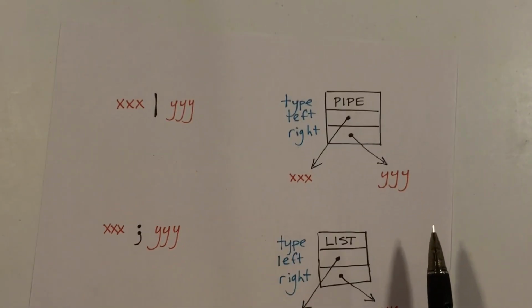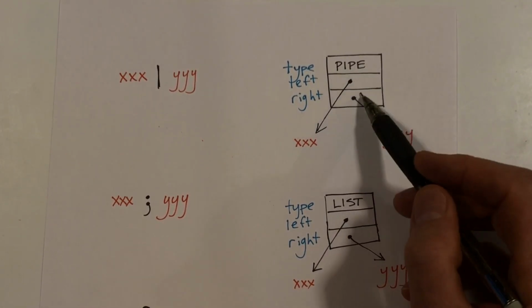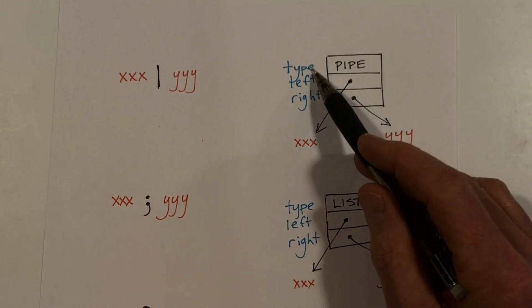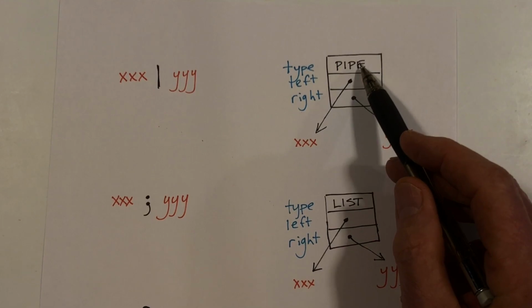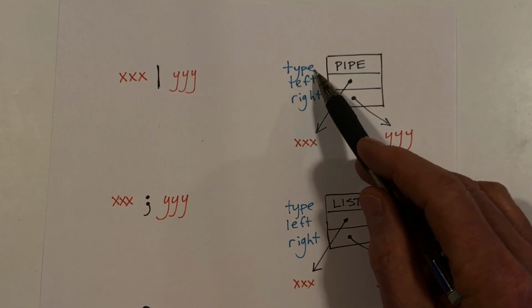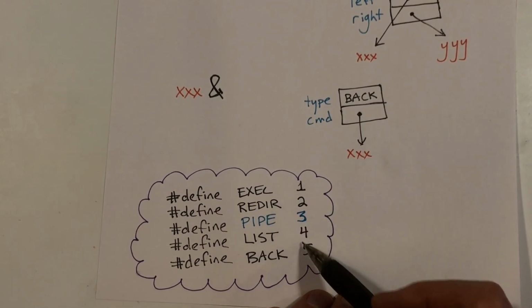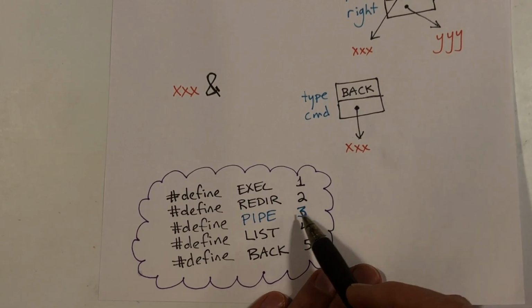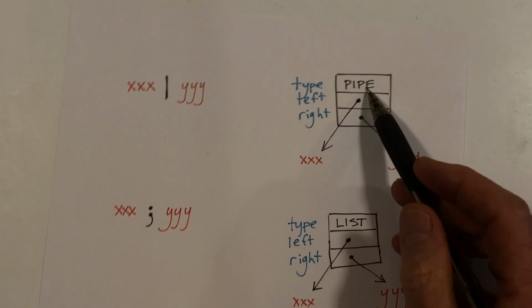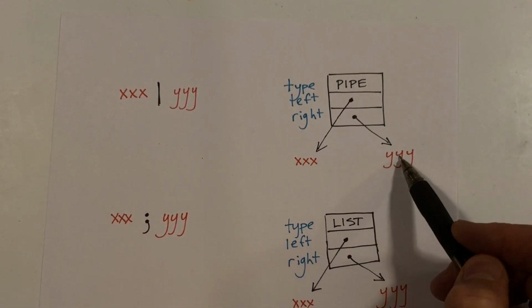So let's take a quick look at the nodes of the tree. Here I'm showing a struct like this. This struct has 3 fields, type, left, and right. Every node in the tree begins with a type field, which is an integer code. So there are integer codes for each of the different kinds of nodes in the tree, and pipe, for example, is node 3, or type code 3. It also has a left and a right pointer to the subtrees.